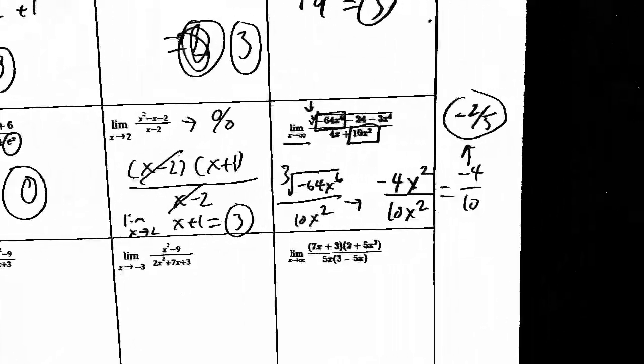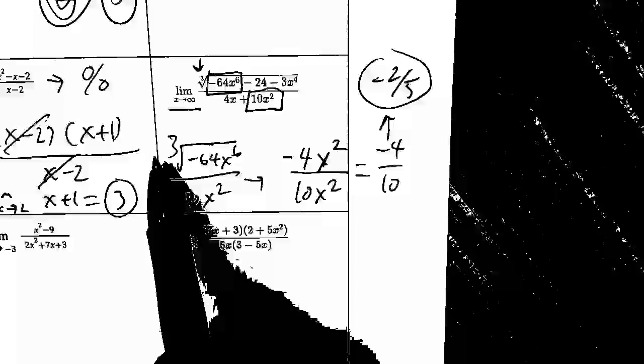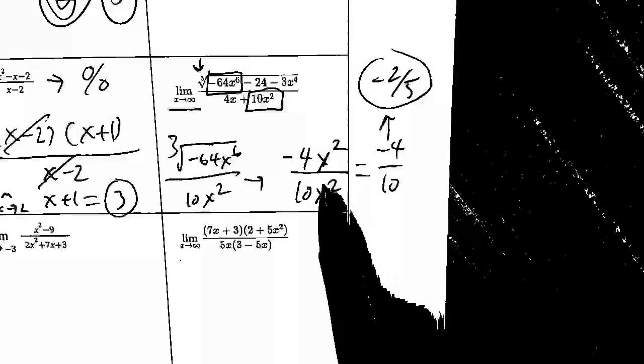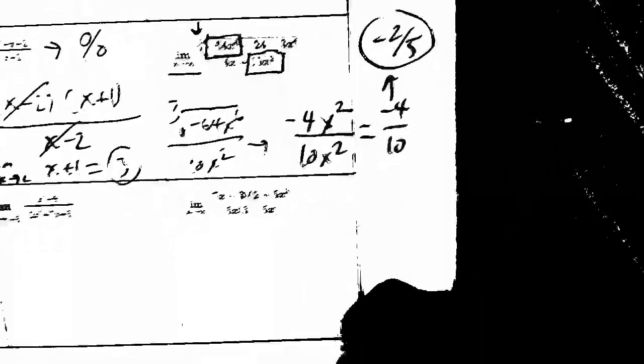So here, it's the same pattern. Look for the biggest term, top and bottom. We had to simplify with that radical here to get negative 4x squared. And then, because the degree was the same top and bottom, we took the ratio here.